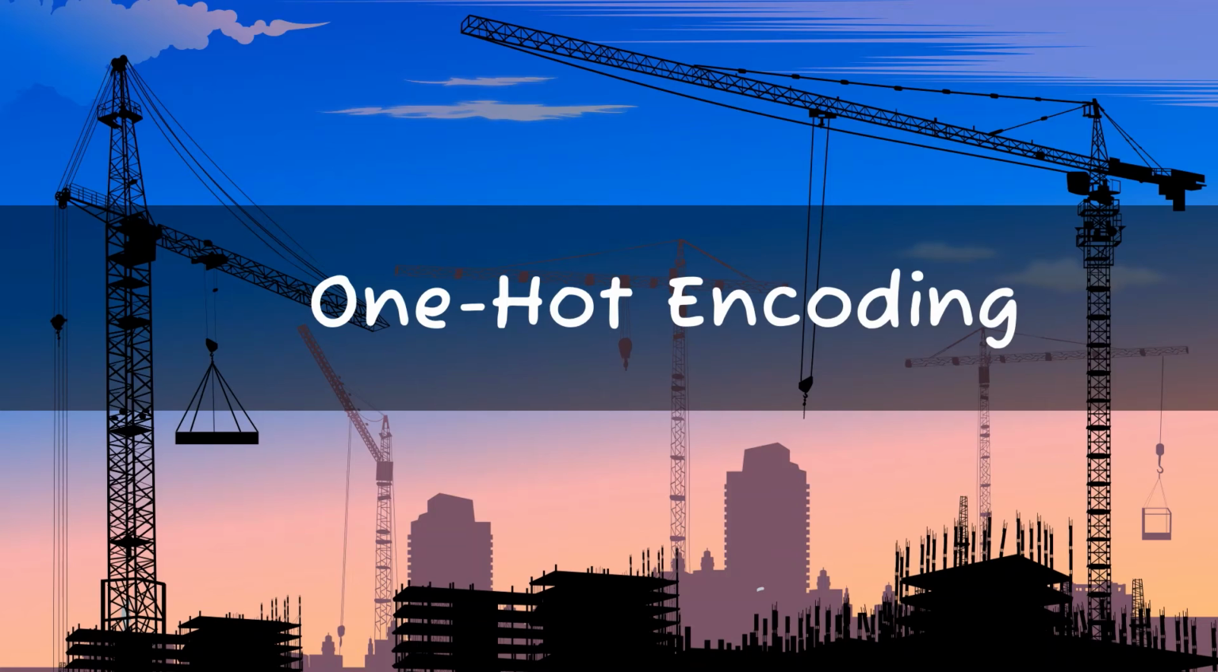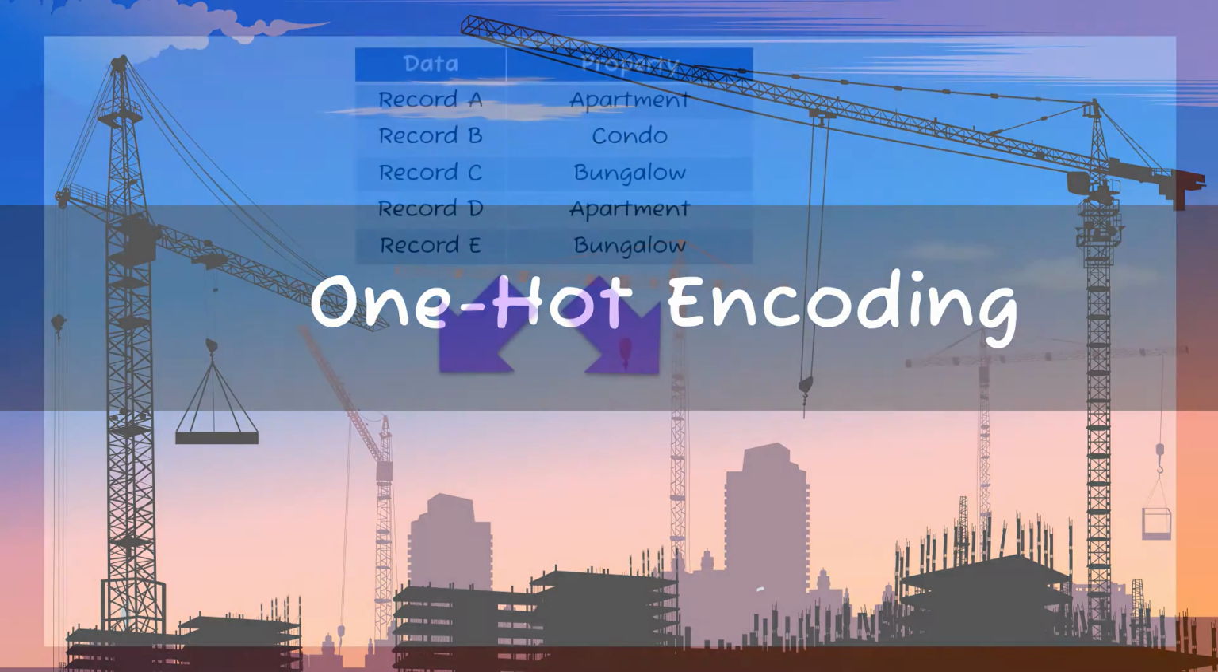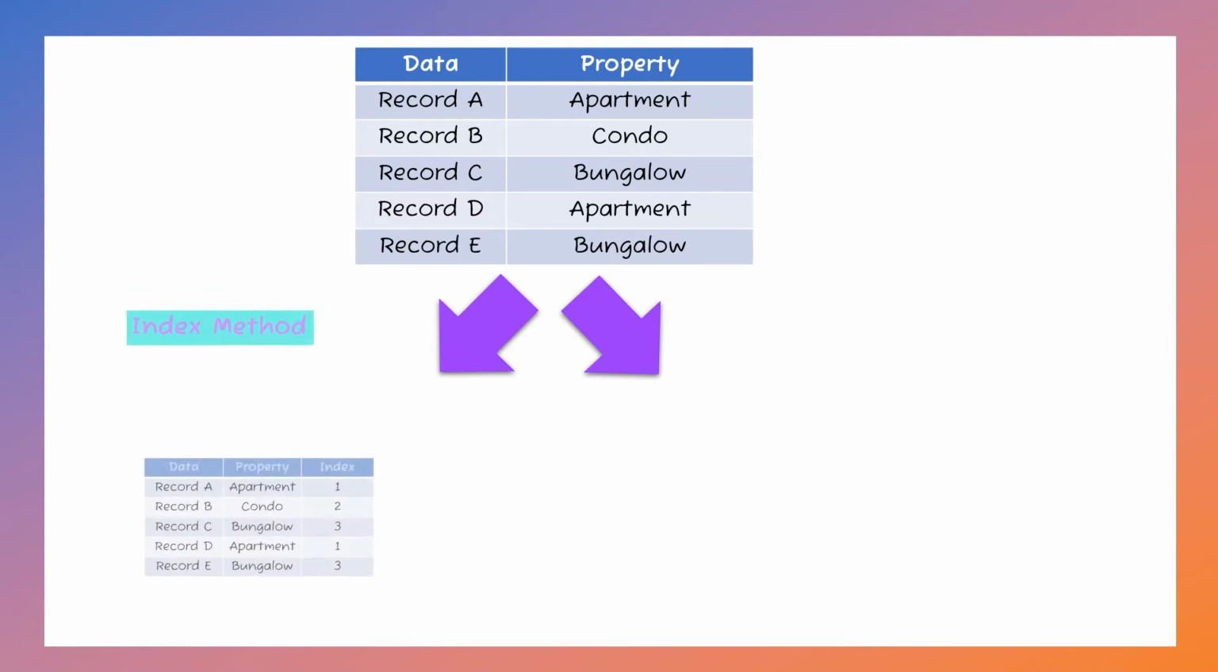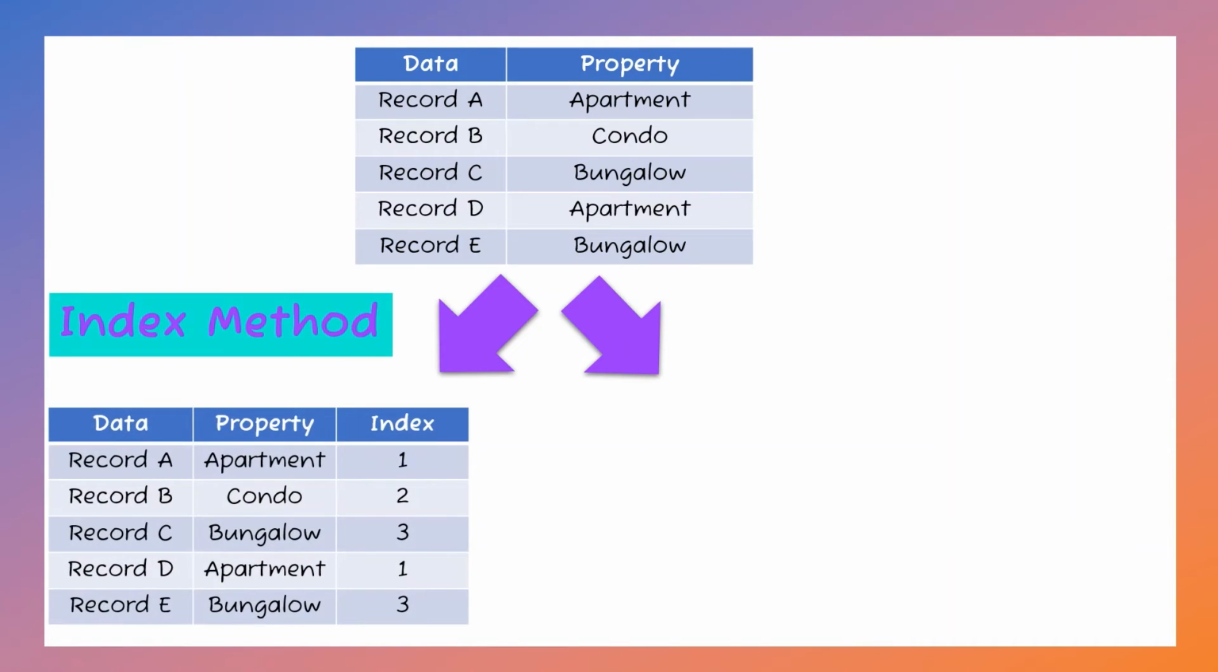The third concept is one-hot encoding. As computers handle only numerical data, we need to convert categorical data into numbers. For instance, in our real estate use case, the property types are apartment, condominium, bungalow, and so on. One way is to assign a running number to each category, like an index. This is, however, not effective, because a larger number skews the model unnecessarily towards that category.